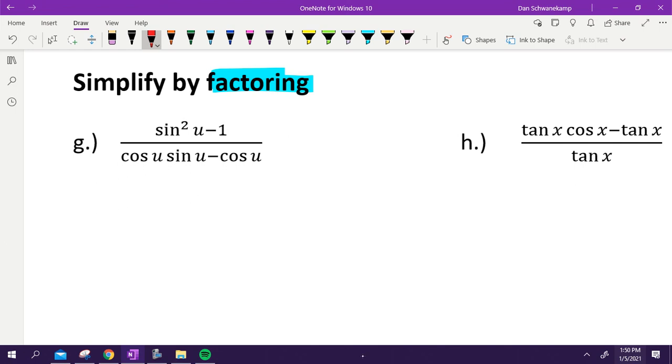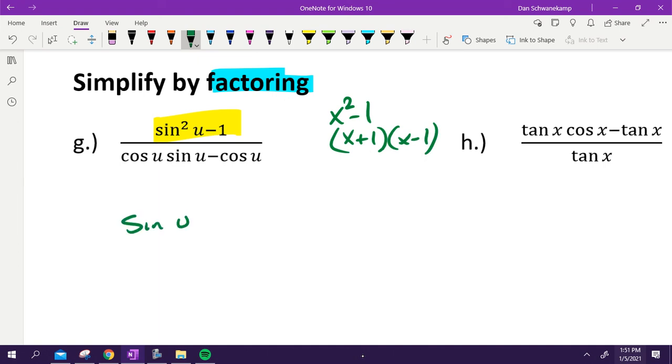Can I factor this numerator? What if I said x squared minus 1? Could you factor x squared minus 1? What would you factor x squared minus 1 into? x plus 1, x minus 1. That's how you would factor that, correct? Same thing with sine squared u minus 1. Oh, what am I going to factor that into? Sine of u minus 1 and sine of u plus 1. Don't get distracted by it being sine and cosine. You can still factor the same.